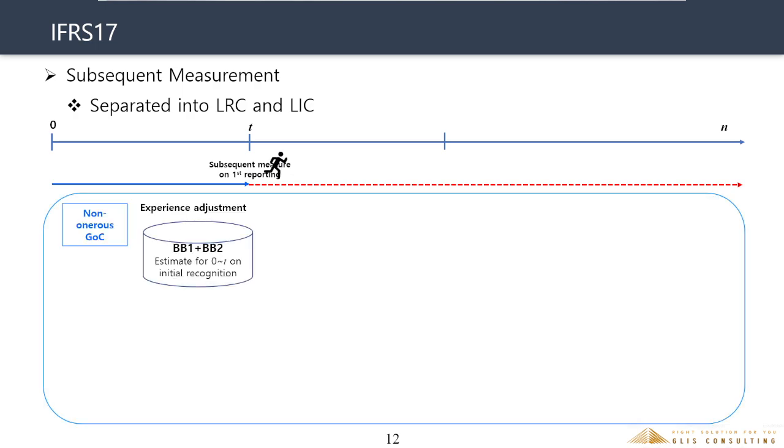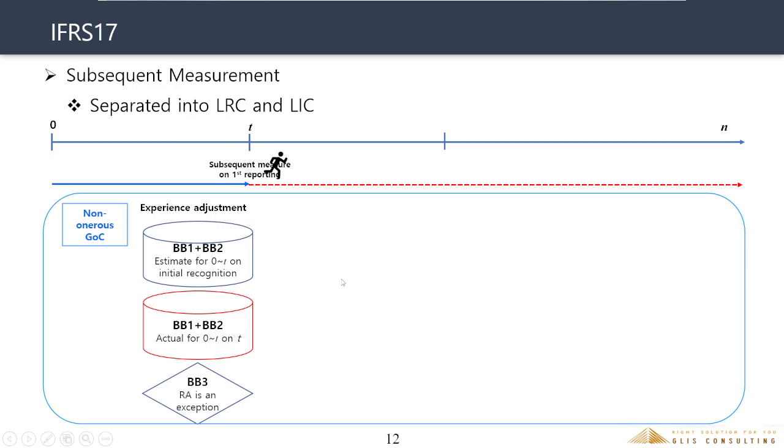And for the non-onerous group of contracts, from time 0 to t, there is an estimate on an initial recognition. You put it on, and there must be an actual value, and also building block 3, risk adjustment. But risk adjustment is just a quantified amount for, let's say, uncertainty. There is no experience adjustment.